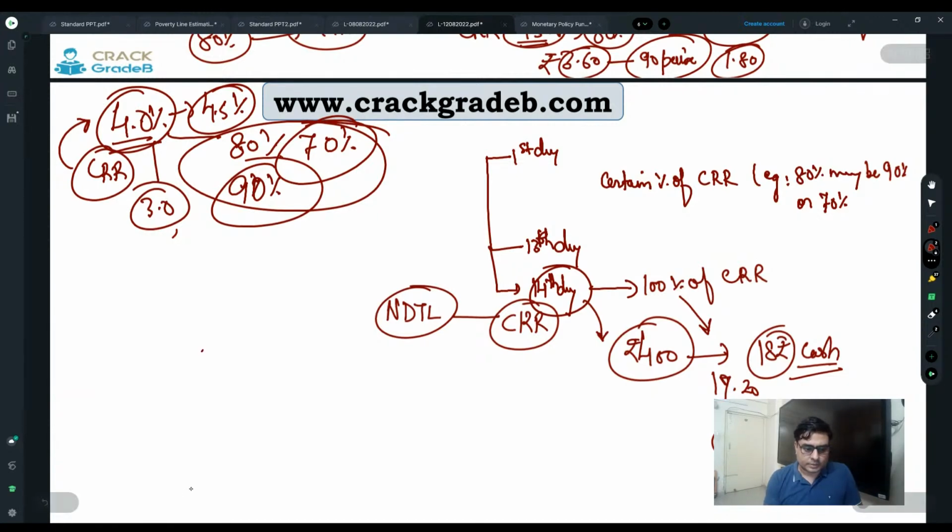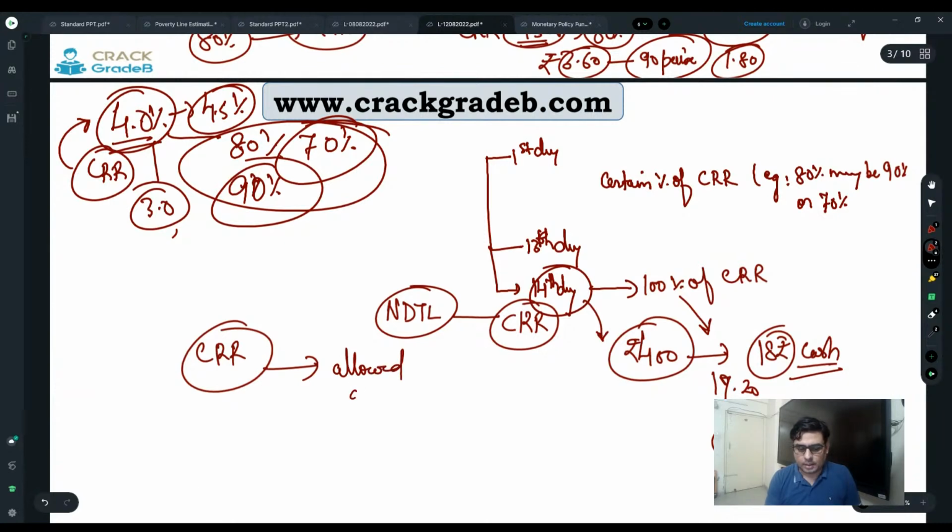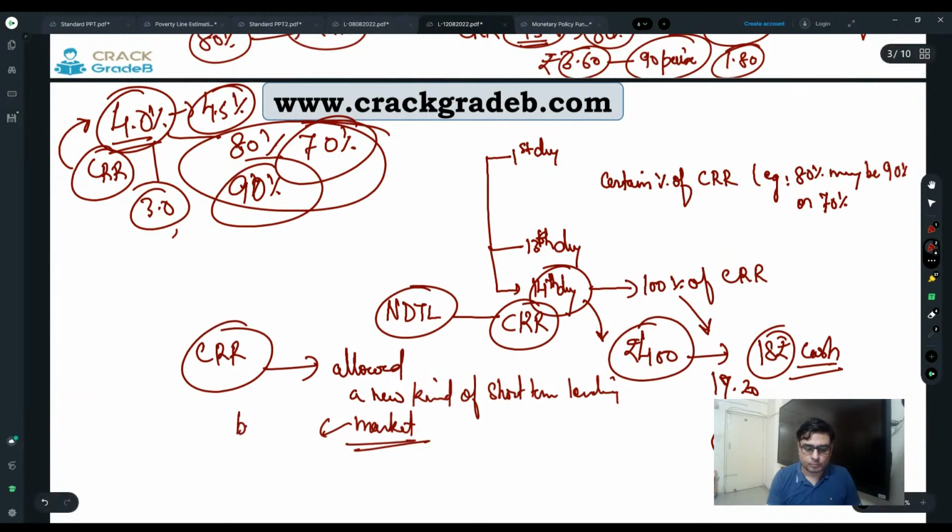So this CRR system allowed a new kind of short term lending market. Why am I calling it a market? Because a market means a place where buyer and seller are there.